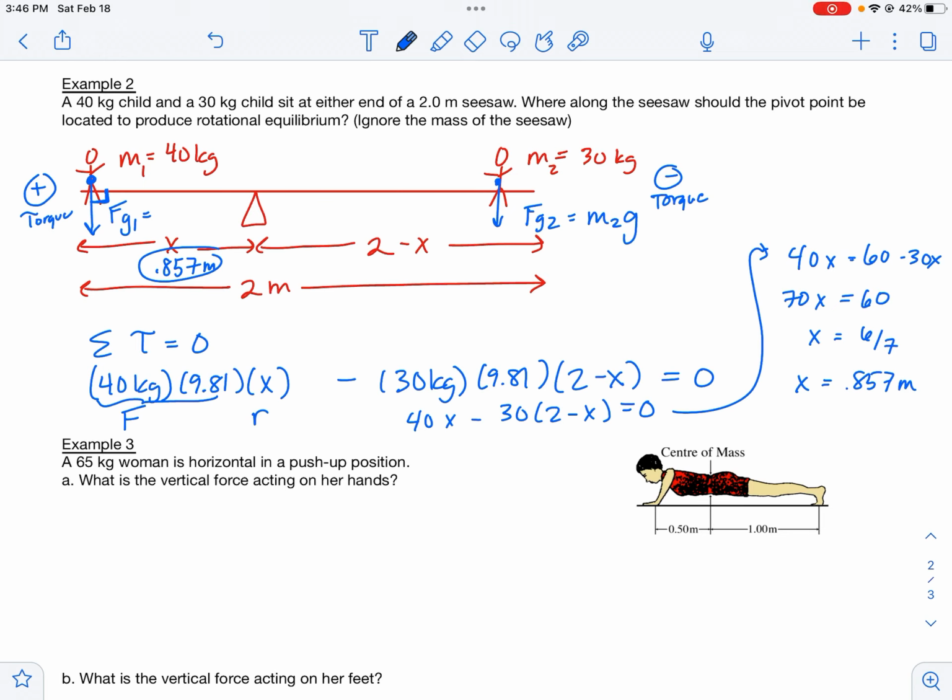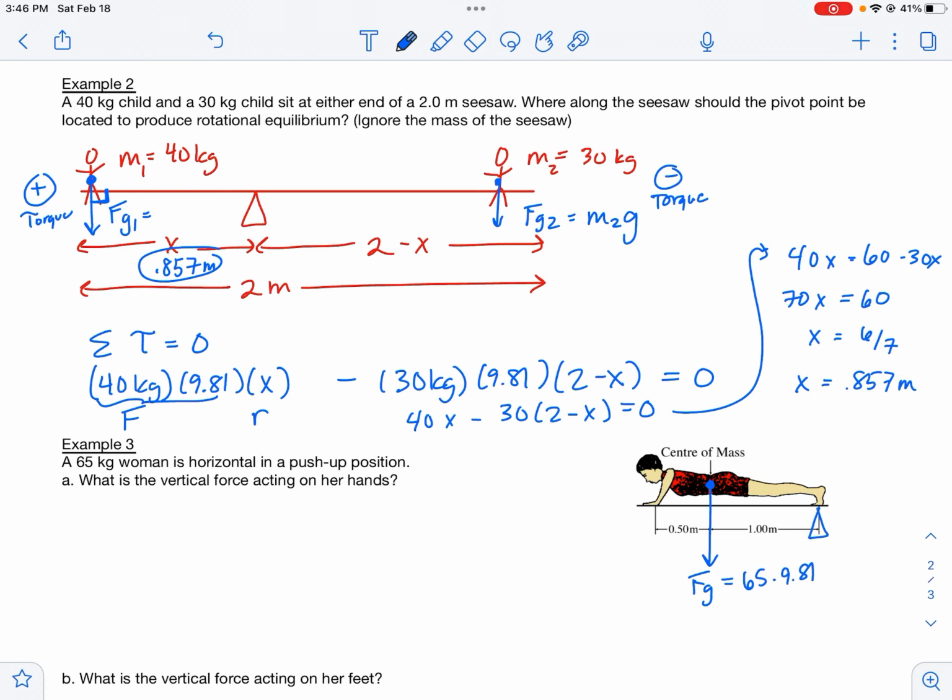All right, let's try this next example. A 65 kilogram woman is horizontal in a push-up position. What is the vertical force acting on her hands? So they helpfully tell us here where her center of mass is on her body. So we're going to assume that that 65 kilograms acts right at that center of mass. And that weight would be 65 times 9.81.